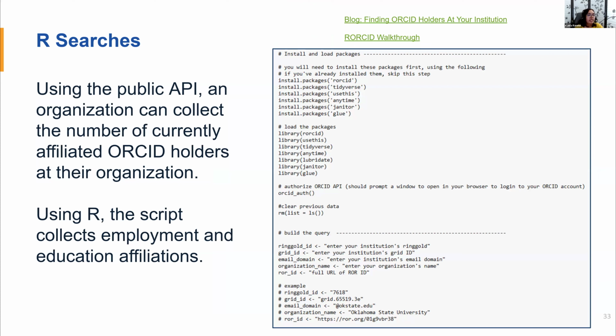So the ORCID US community has a resource called our ORCID R searches. What this does is we run an R script using ORCID's public API to collect the number of currently affiliated ORCID holders at any organization. This R script collects employment and education data. This resource is mainly for universities and colleges that are members of the ORCID US community to see how many of their faculty, their staff, or their students have an ORCID ID already. This can be used to help with seeing how much ORCID adoption is on your campus. Next slide.